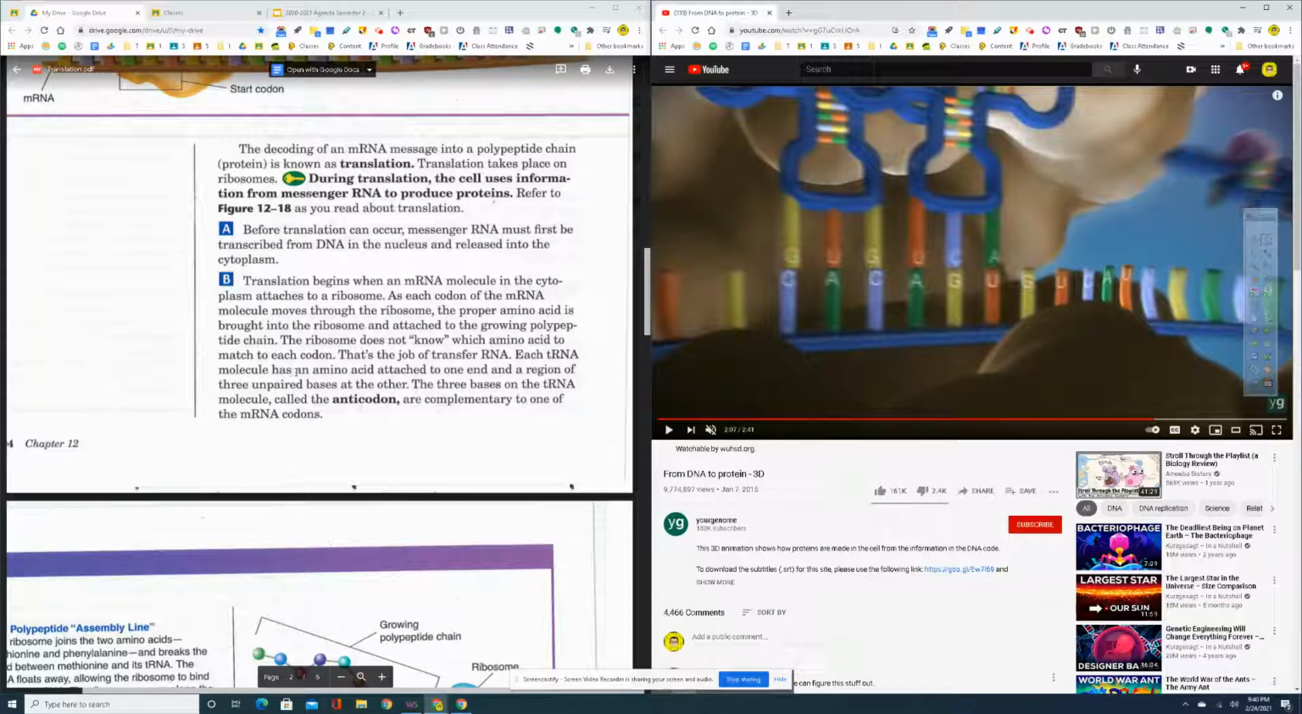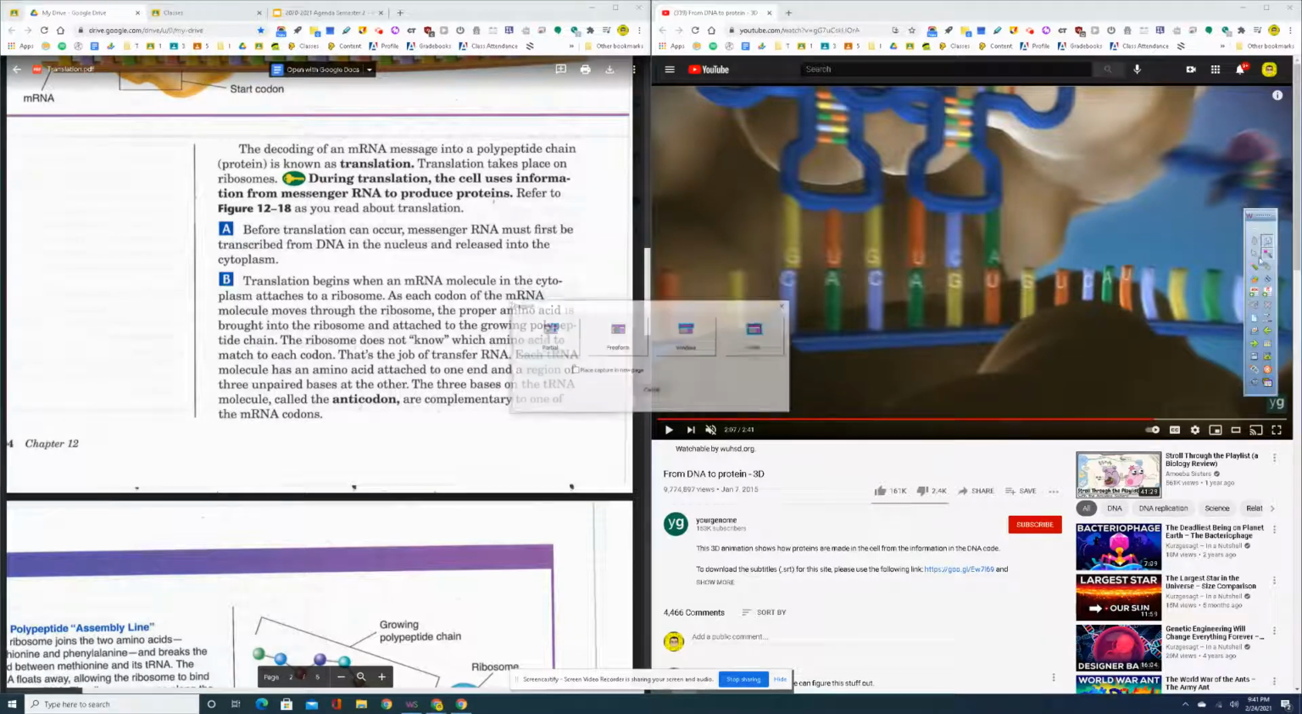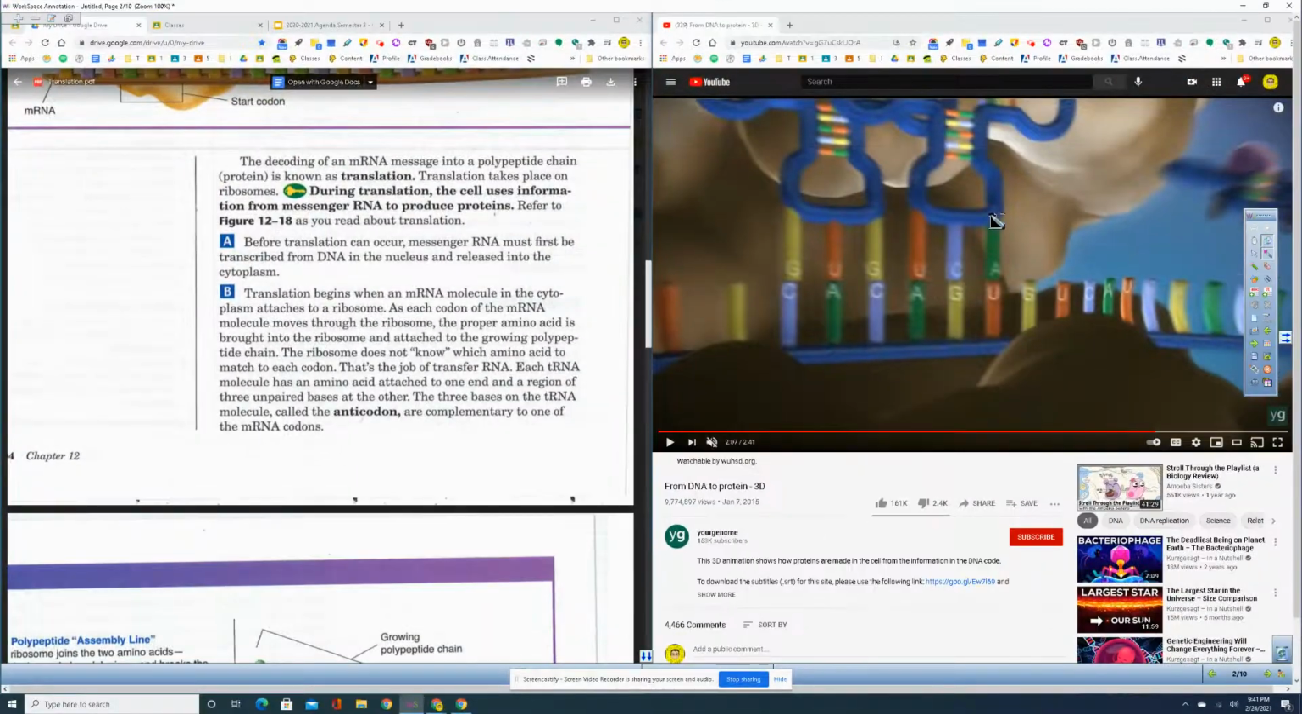Each tRNA molecule has an amino acid attached to one end and a region of 3 unpaired bases to the other. The 3 bases on the tRNA molecule are called anticodons. They are complementary to one of the mRNA codons. So that's what they're talking about here. If we drew this here, this right here is the anticodon, and it's complementary to the codon here. So this is the codon, right? And that's what it means: it's complementary, there's a match there.